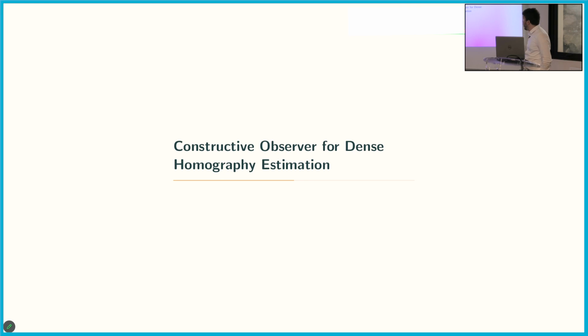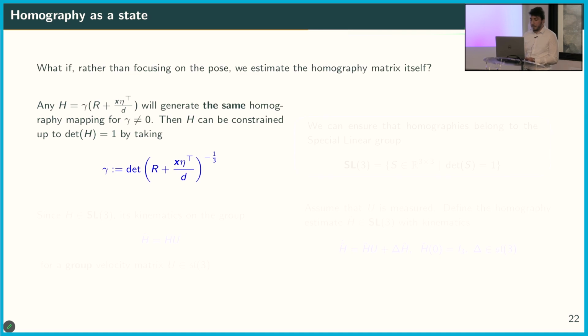So what I mean by an observer that estimates the homography using dense measurements is that instead of using features in the image, we can actually use the entire image as a measurement. So how do we actually design observers for the homography?